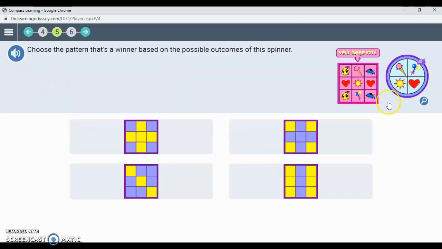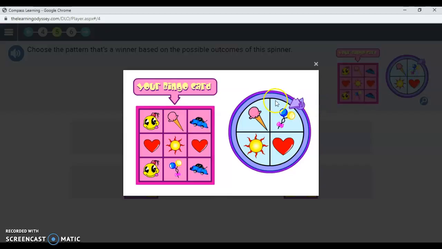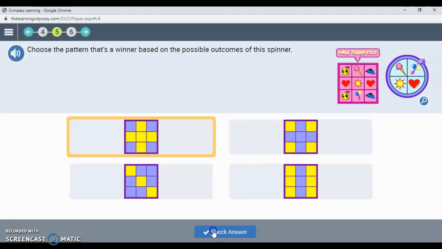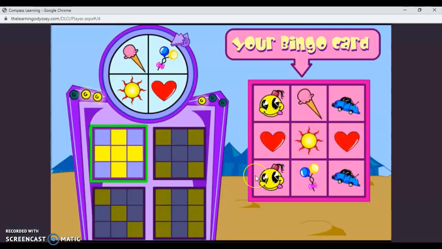Choose the pattern that's a winner based on the possible outcomes of this spinner. Okay, now we're going to choose C. This one, we have a snow cone, we have a balloon, we have a heart, and we have a sun. Okay, so the possibility to win is this one or this one. Okay, so now we got to do crisscross. This pattern shows the possible outcomes.